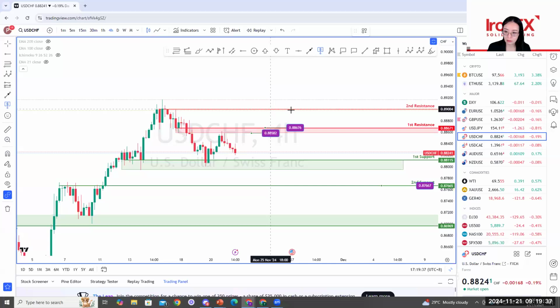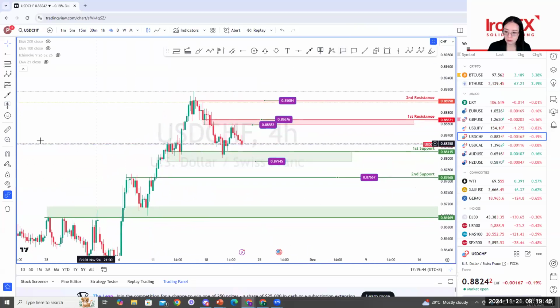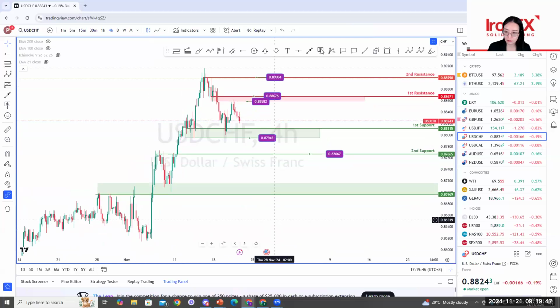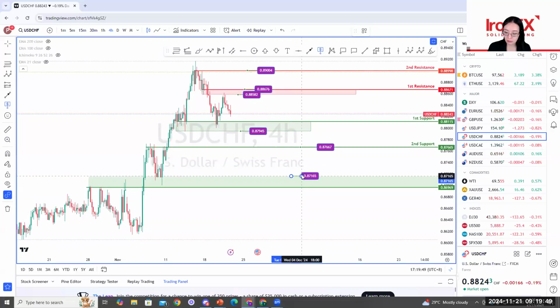Resistance, lower, right here. You may capture if you want to, and then if you want to put the pending order, you just plus minus your spread.